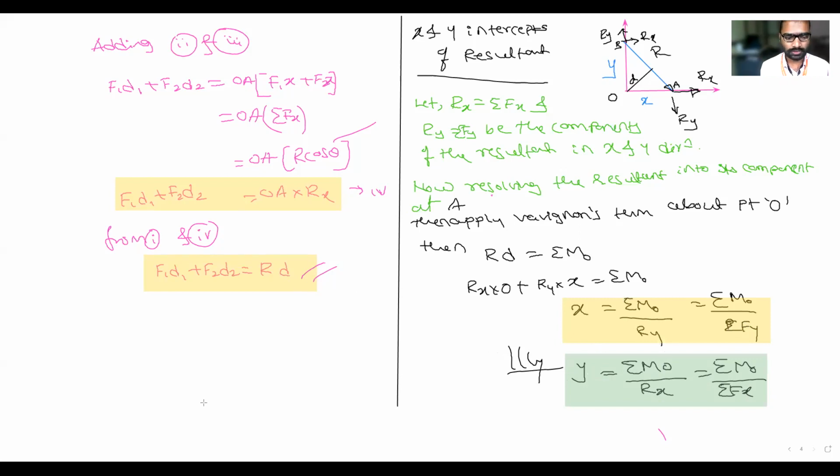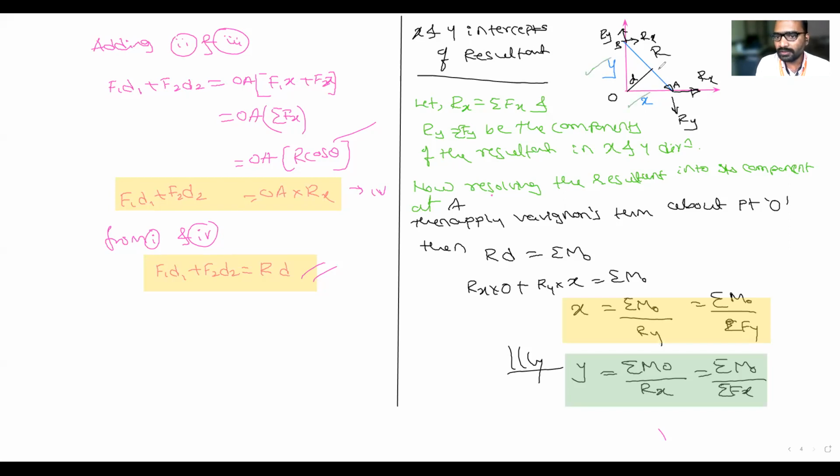Derivation. Okay, so what is asked in the next problem is the same problem. After this much, the derivation is over. When he is asking the x intercept and y intercept, it means the resultant force is at a distance of x along the x direction and y along the y direction. We have to find out the value of x and the value of y.